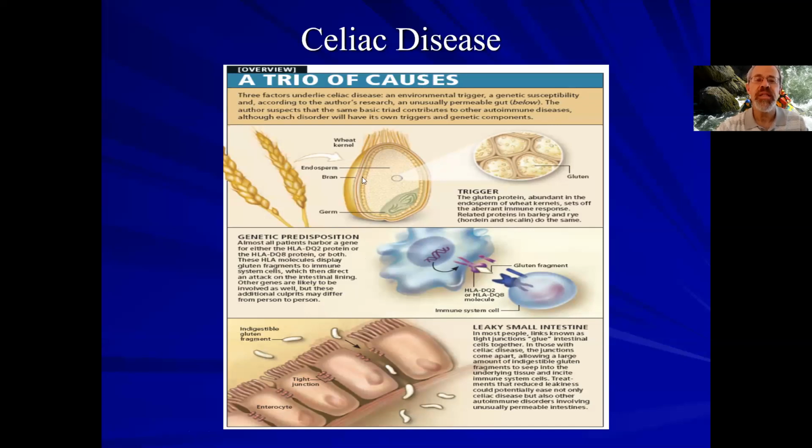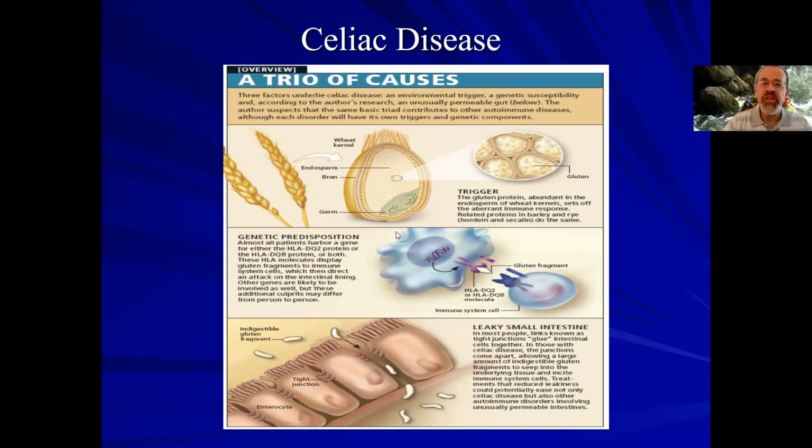So three different triggers have to be present. First of all, obviously the offending particle is gluten. Gluten comes from a variety of different grains, primarily wheat, but also barley and rye, which have similar compounds, not exactly gluten, but they can cause a similar reaction. This is a protein that's present in the grain.